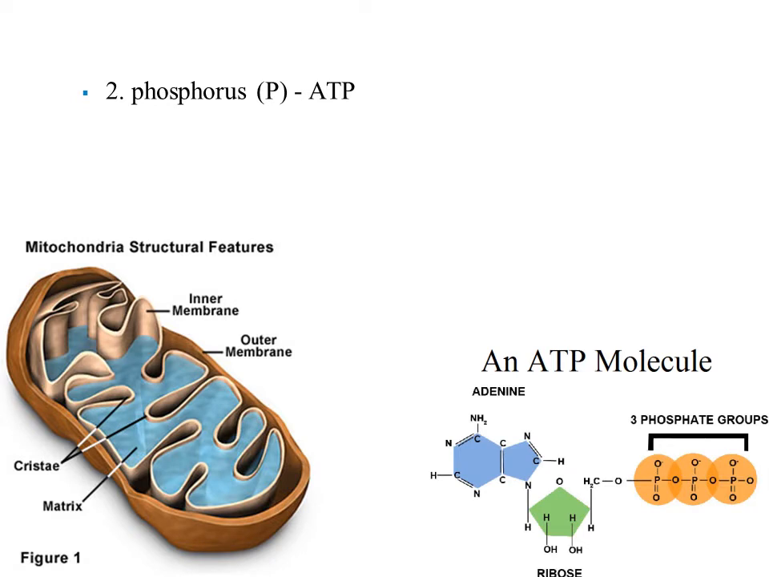The second lesser element is phosphorus. Phosphorus is used in the formation of the energy molecule. The energy molecule is called adenosine triphosphate. So if you don't consume the right amount of phosphorus, you cannot produce the energy that you need.